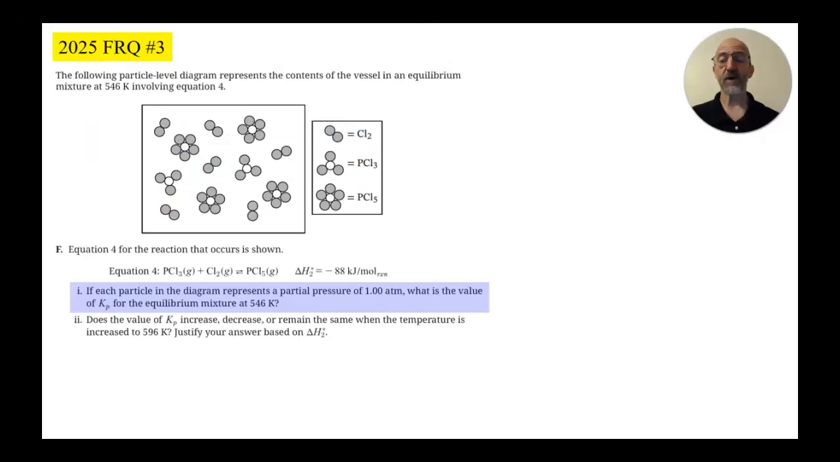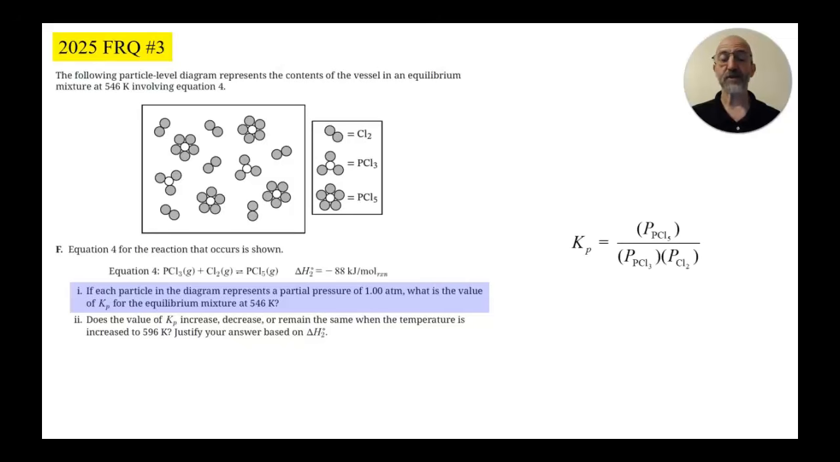Now, for this question, which also was on the 2025 AP Chemistry exam, what we have to do is consider the following information from the particle diagram. It says, if each particle in the diagram represents a partial pressure of 1 atmosphere, what is the value of the Kp for this equilibrium mixture? So I'm going to write products over reactants, and because it's Kp, I'm going to use the partial pressure of PCl5 on top, and then the partial pressure of PCl3 and the partial pressure of Cl2 on the bottom.